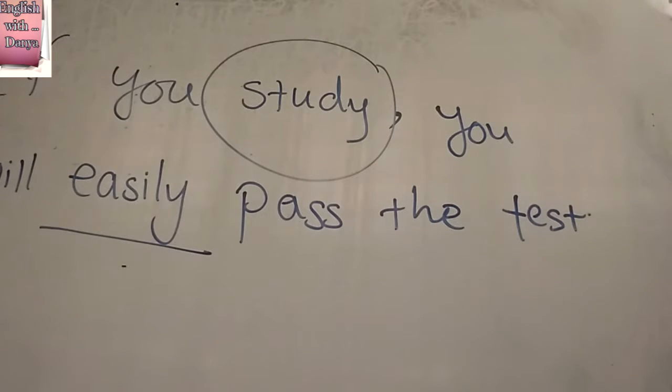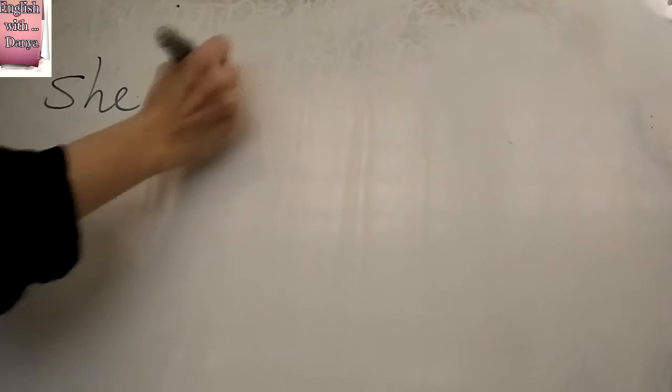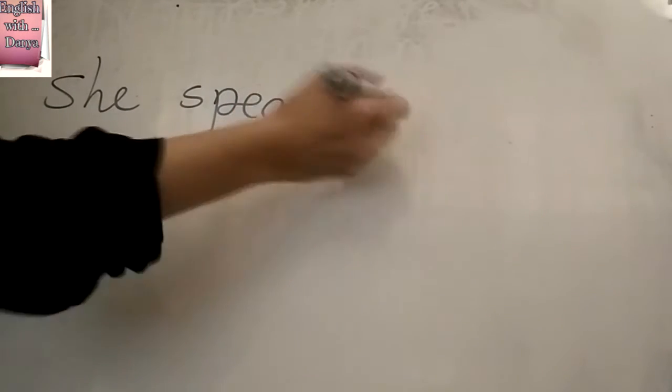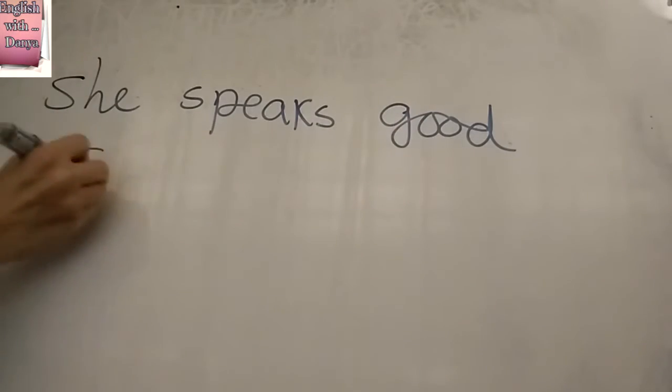There is actually one thing that I want to tell you about, which is sometimes the adverb does not end with ly. What does that mean? It means that there are those kind of adverbs which are called irregular adverbs, right? Let's have, for example, she speaks good English, for example.